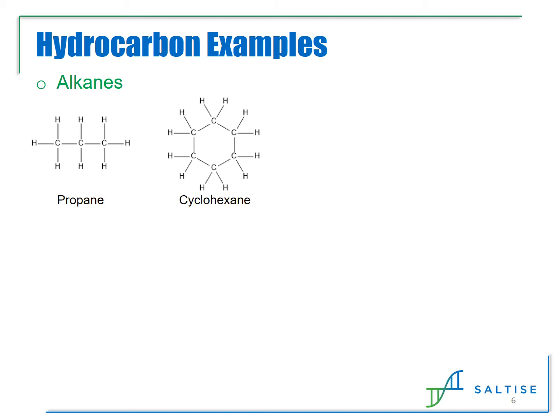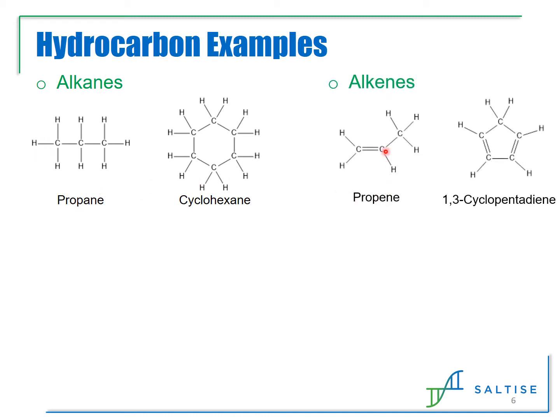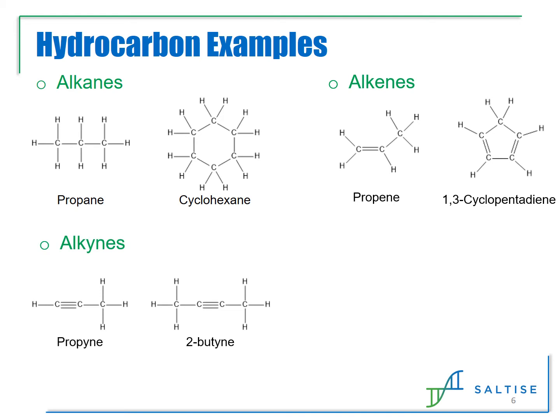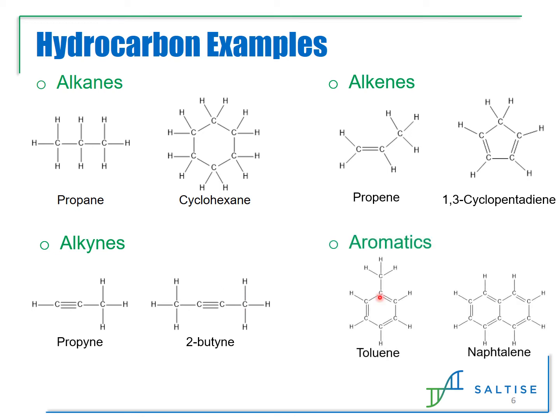Here are some examples of alkanes, propane being a fuel used for barbecues. Alkenes, notice the carbon-carbon double bonds. Alkynes have the carbon-carbon triple bond. And then we have the aromatic compounds, which have these special ring structures and what appears to look like alternating double bonds and single bonds.